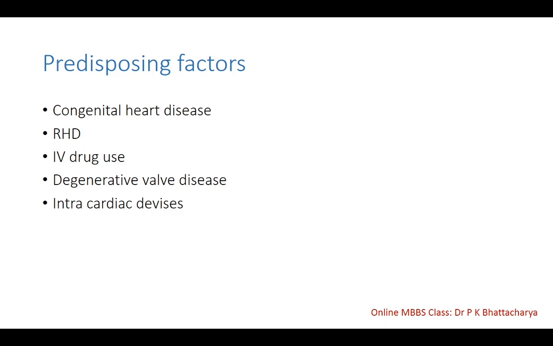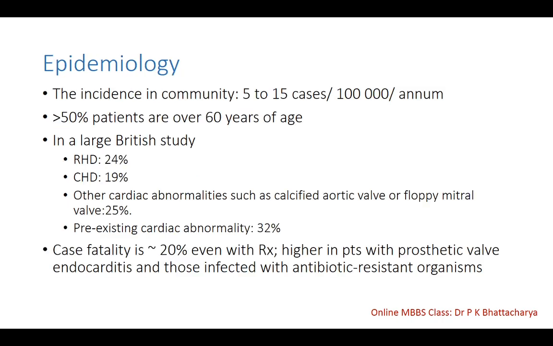Some of the predisposing factors for infective endocarditis are congenital heart diseases, rheumatic heart disease, intravenous drug use, degenerative valve disease like sclerotic atherosclerotic valve, intracardiac devices, or implanted prosthesis. It's not a very common disease. In the community, it ranges between 5 to 15 cases per 100,000 per year, and most of the time it is a disease of the elderly.